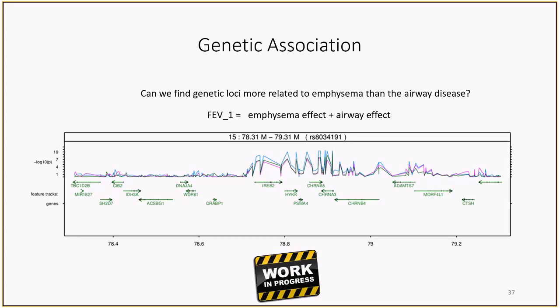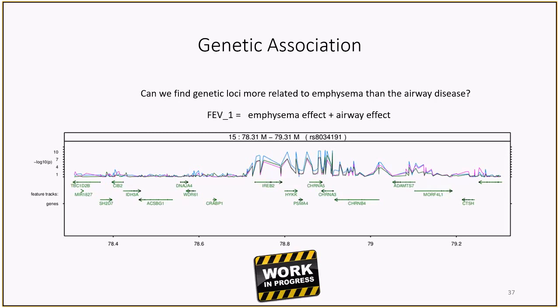So why is it important? When you are performing genetic association with FEV1, this is a mixture of airway disease, emphysema and multiple other things. So if you build an image representation that only focuses on emphysema and shows in one place that there is a jump in the power, that basically suggests that that specific locus is more related to emphysema than the airway disease. So you can use this method to differentiate the loci to see whether they are more related to emphysema or to the airway disease.